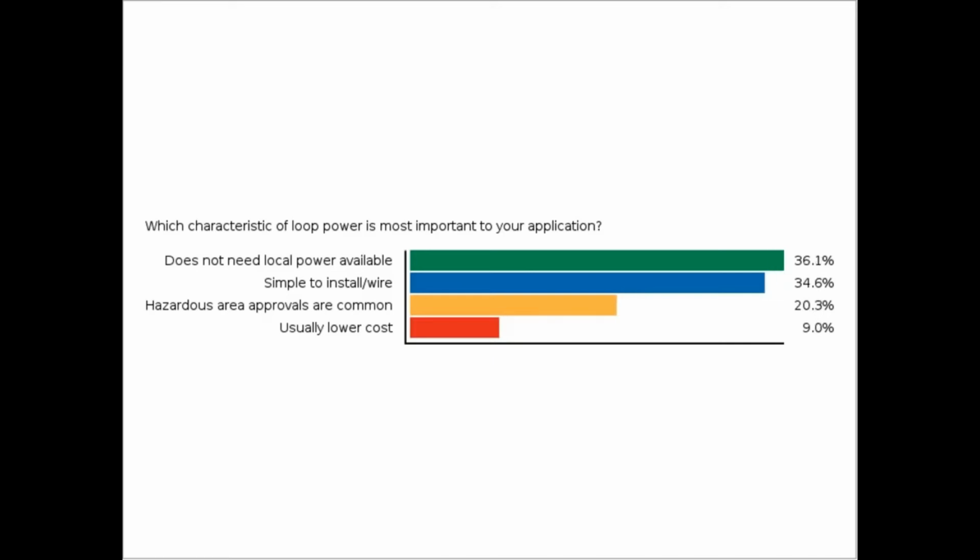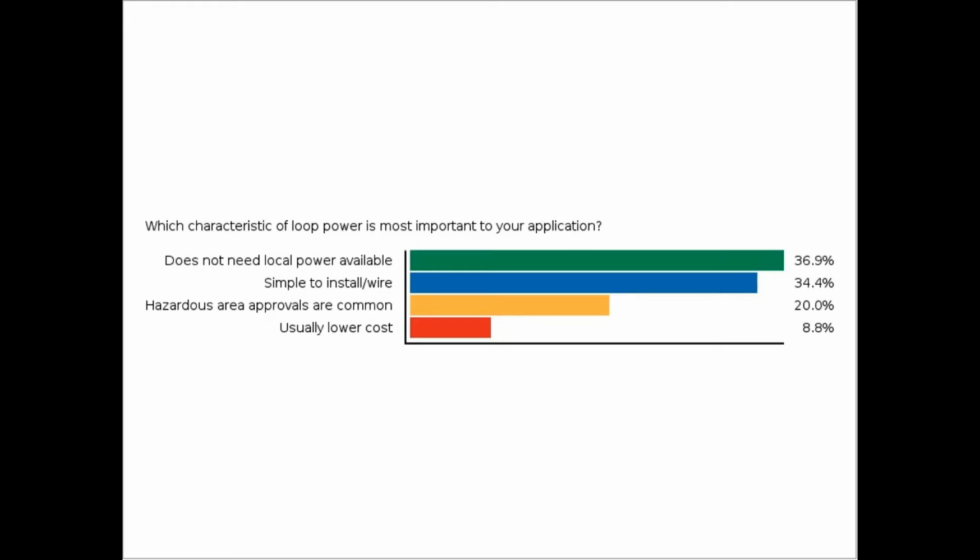Voting coming in looks like does not need local power is a big one, along with simple to wire. Surprisingly, lower cost is the lowest. We'll have to raise all our prices, Joe. We'll keep that in mind. Just kidding. Not needing local power, though, is a big advantage.